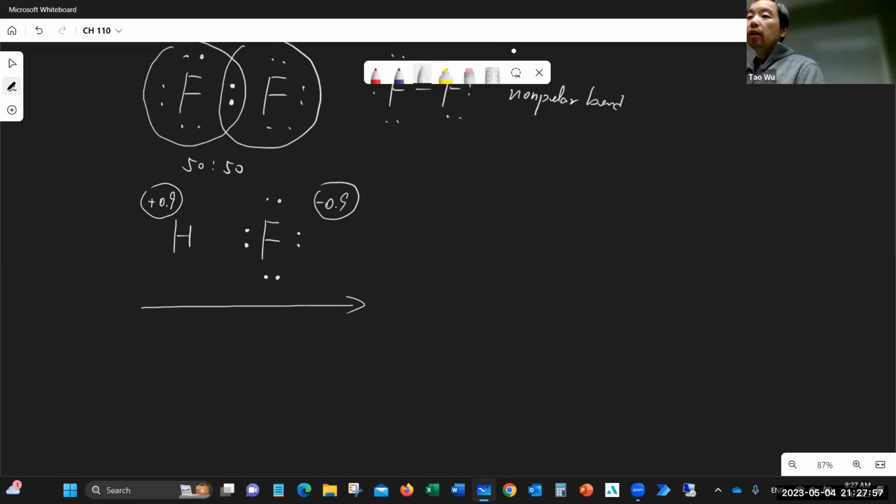And then if you're looking at the whole molecule, you will see that on the fluorine side, they have a partial negative. On the hydrogen side, they have a partial positive. So this sign means a partial. This is a partial positive.